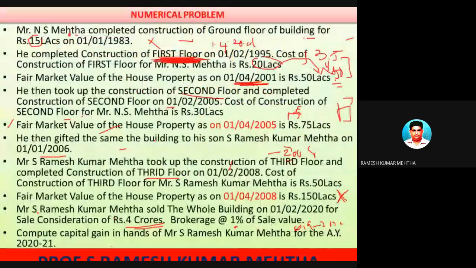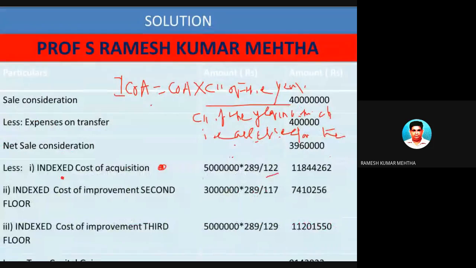If you look here, the assessee acquired it for the first time in the year 2005-2006. It was first acquired by Mr. Ramesh Kumar Mehta from Mr. N.S. Mehta, his father, in the financial year 2005-2006. So for 2005-2006, the inflation index is 122. You can refer to the inflation index.